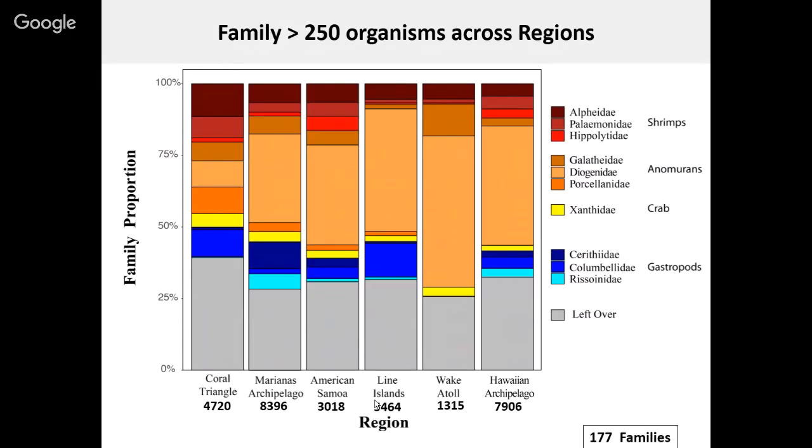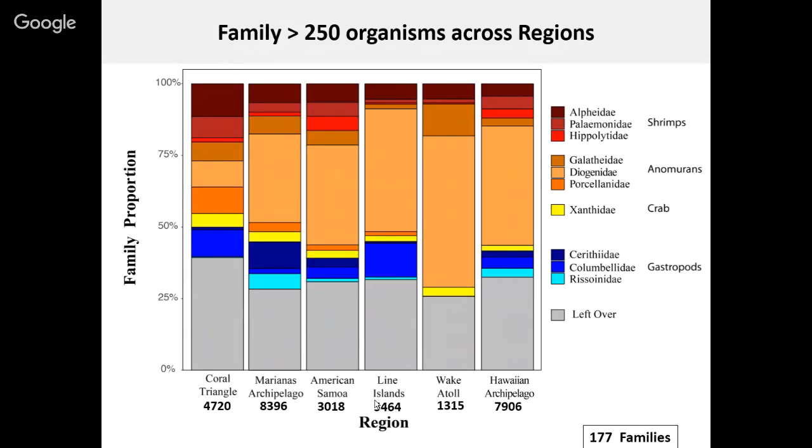So from this, what I take away is that with the exception of the coral triangle, hermit crabs, which is Diogenidae, that's the peach colored one, hermit crabs are the most dominant family across these units. Now, what else do you see? There are differences. For example, Wake has very few gastropods in abundance compared to the rest of the communities.